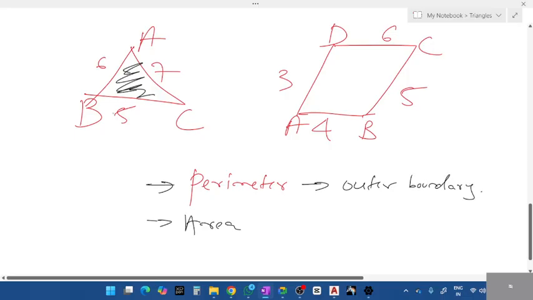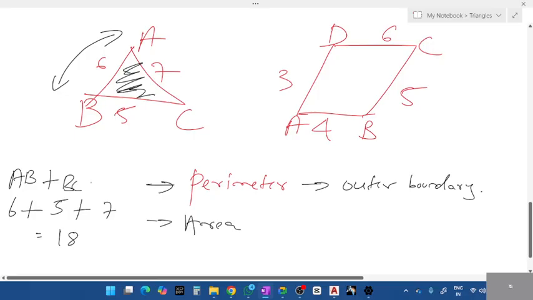So what do you mean by outer boundary? For triangle ABC, we'll start from A, all the way from A to B. What's the value given? From A to B, 6, B to C, 5, C to A, 7. So what's the perimeter value? 6 plus 5, 11, 11 plus 7, 18. And the formula is, just you have to write, students, AB plus BC plus AC. You have to just write these three things, AB plus BC plus AC.